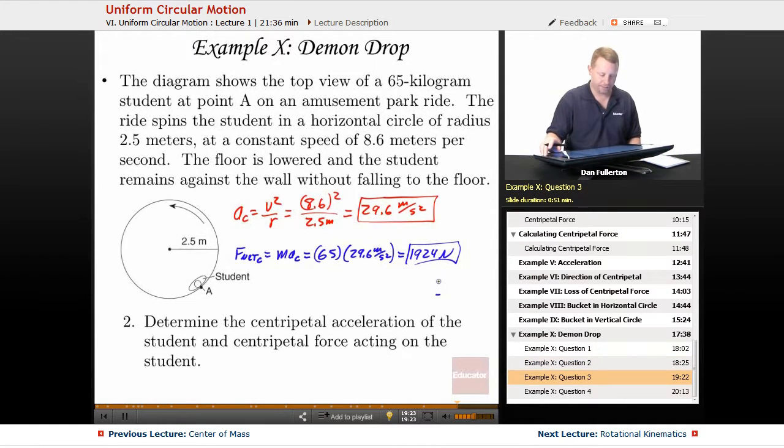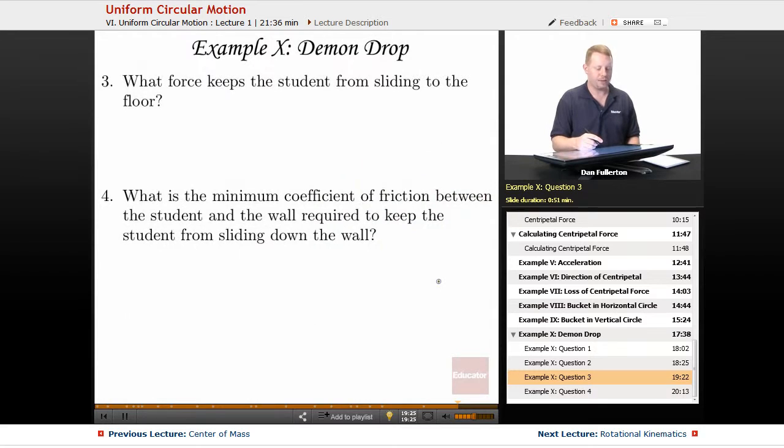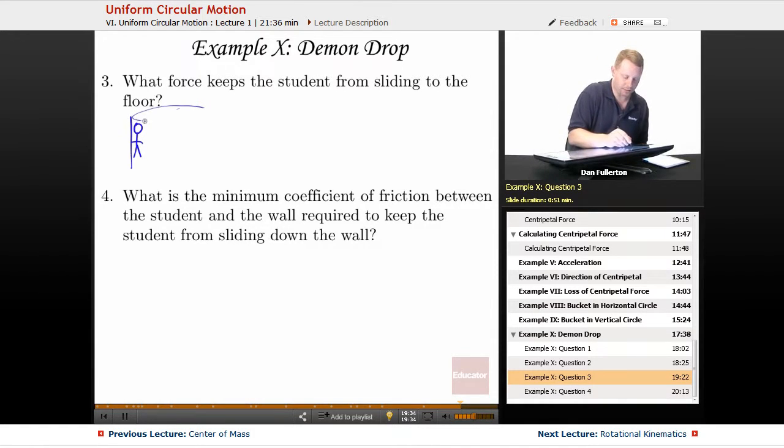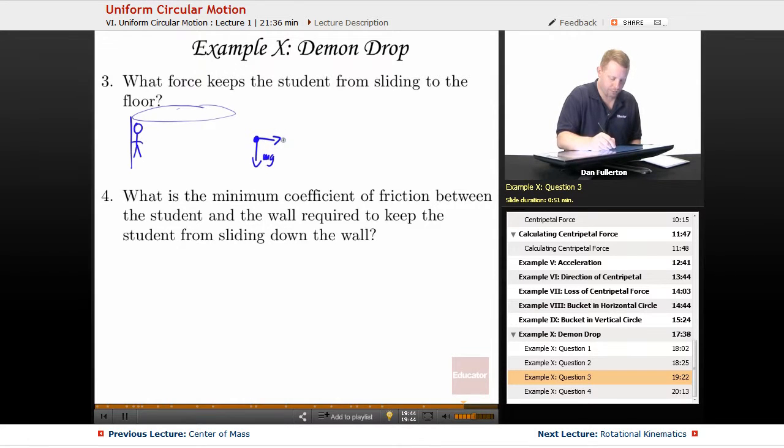Number 3, what force keeps the student from sliding to the floor? Now let's draw a picture. Here's our student against the wall as it's spinning in the direction kind of like that. If I draw a free body diagram from the side, we have weight down, normal force from the wall, and we must have force of friction.